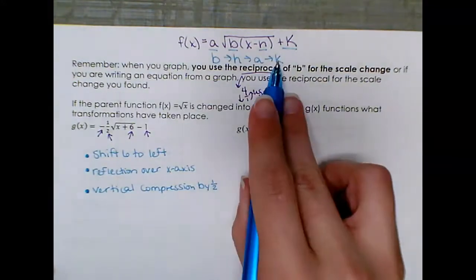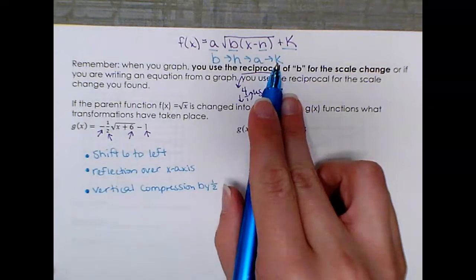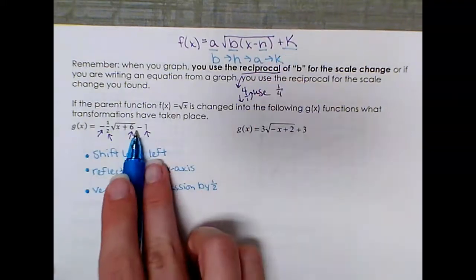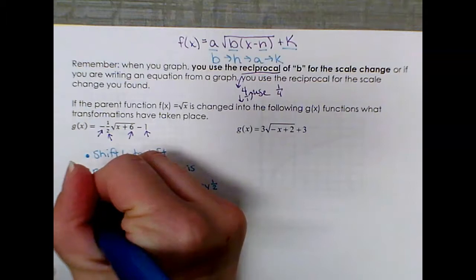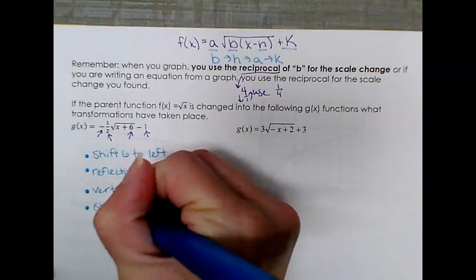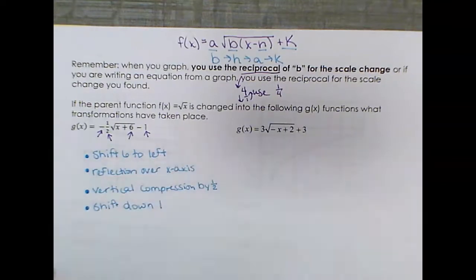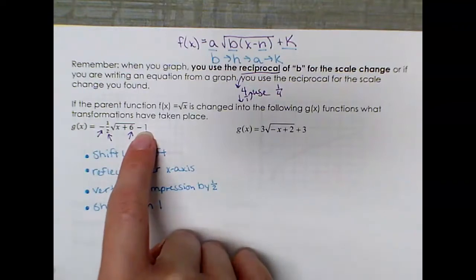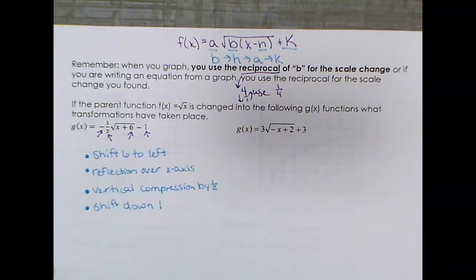And then finally, we have the k value that we need to include in the transformation list, and that's out here. This is a -1, so how are we manipulating the function? Well, we are shifting down 1. So those are the transformations that occur. And most of your problems are going to be very similar to this. You're going to be asked to pick out the transformations that occur, or you're going to be given an equation and you're going to be asked to make the transformations on the graph.